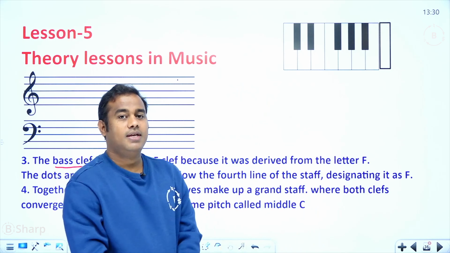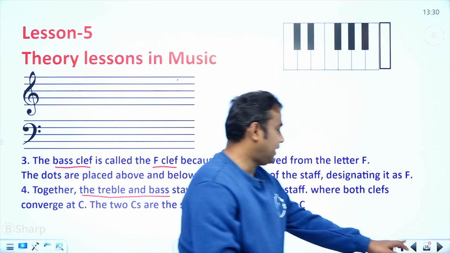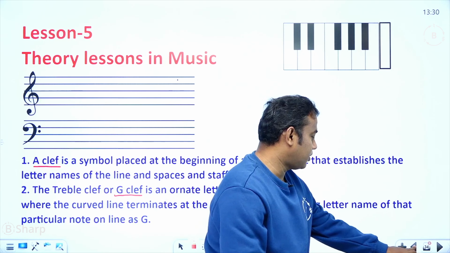As I was saying, if you remember the previous theory class, we were talking about some introduction to the G clef and some introduction to the F clef. So now we will look at these things in some more detail.